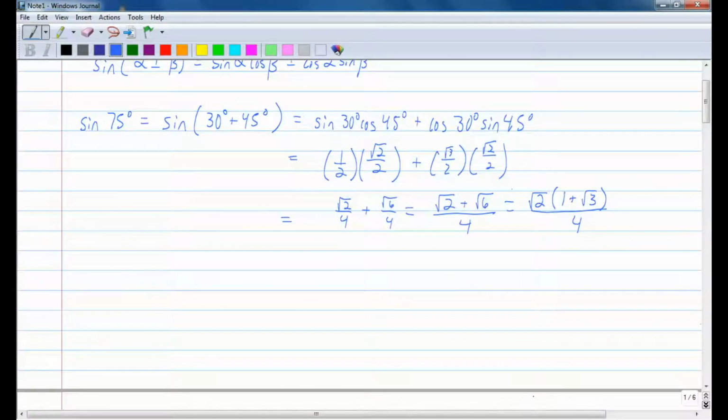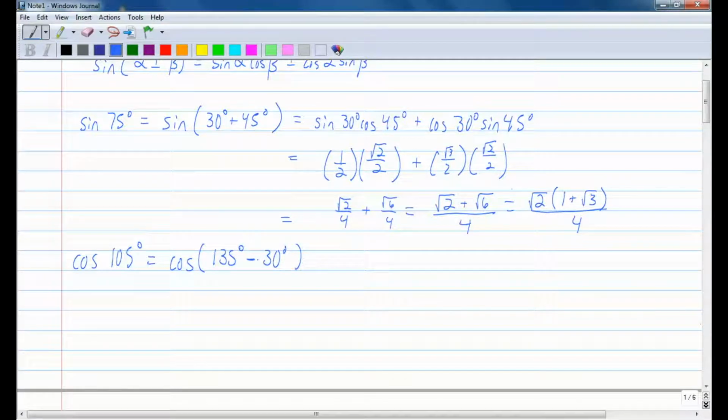Let's take a look at another problem. Let's look at the cosine of 105 degrees. I'm sure there's several ways. I can think of a couple different ways that I could get 105. But I'm going to say that's the same thing as the cosine of 135 degrees minus 30 degrees, because these are both common angle measures.